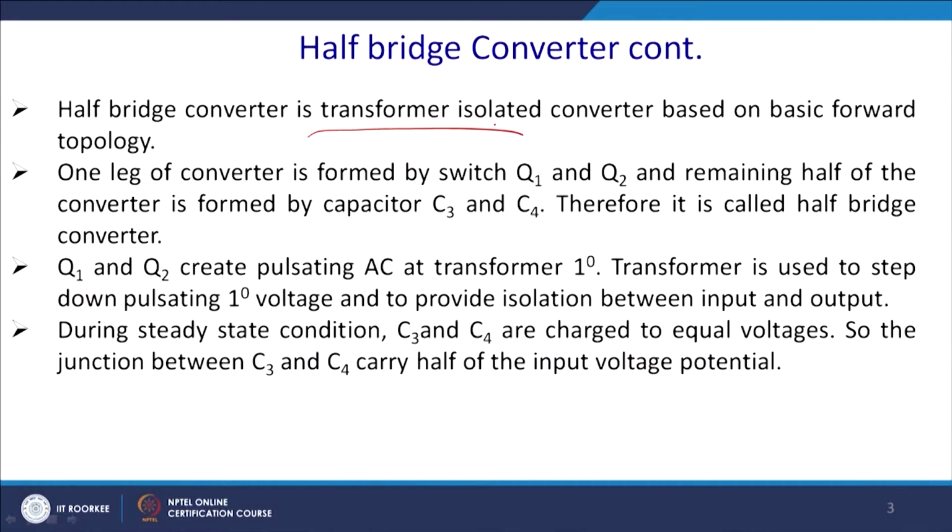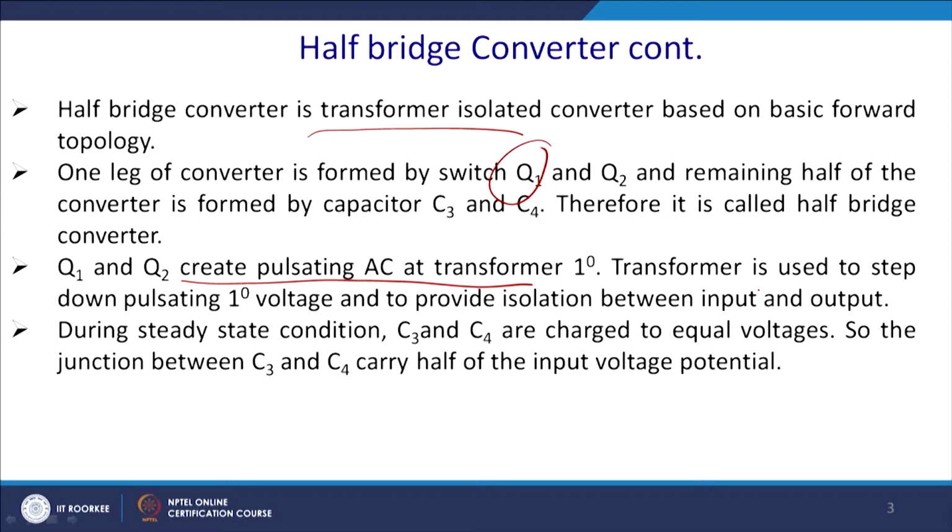Now, let us see the advantages of this half bridge converter. The half bridge converter is a transformer isolated converter based on the basic forward topology, where the dots are at the same point as in the forward topology. One leg of the converter is formed by switches Q1 and Q2, and the remaining half of the converter is formed by C3 and C4. Therefore, it is called a half bridge converter. Q1 and Q2 create a pulsating AC to the transformer.